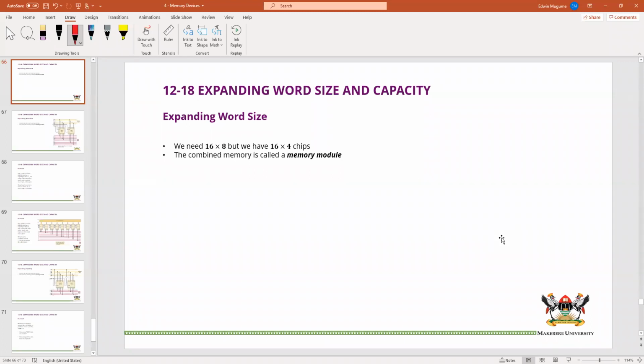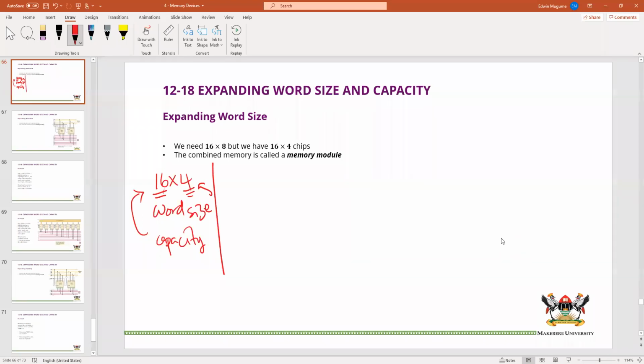Now, let us look at an example straight away. In other words, we can expand the word size and the capacity. We need to remember that word size is the last value. So if I have 16 by 4, this is my word size or word length, and these are the number of words. The number of words determines the capacity, because the word size usually does not change for a particular chip. If I say I'm expanding word size, I'm focusing on this number. If I'm expanding capacity, I'm focusing on that number. So we are going to see how this can be done.